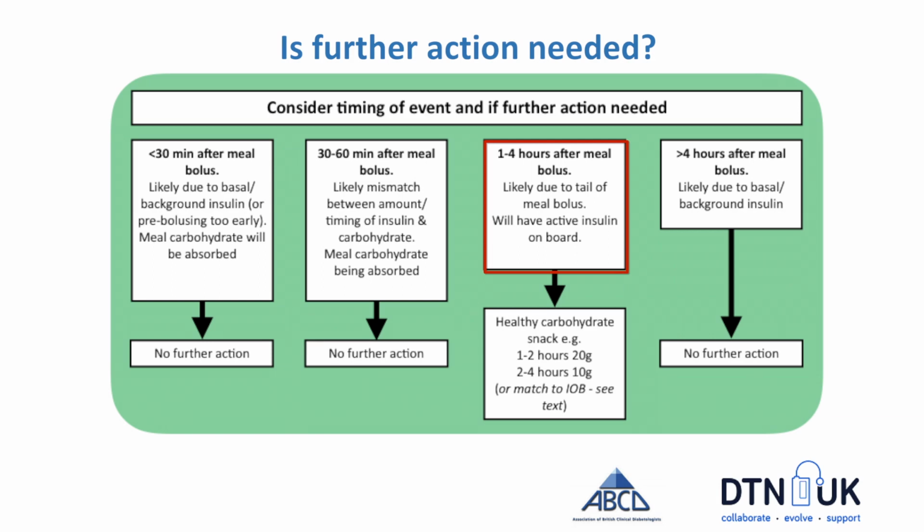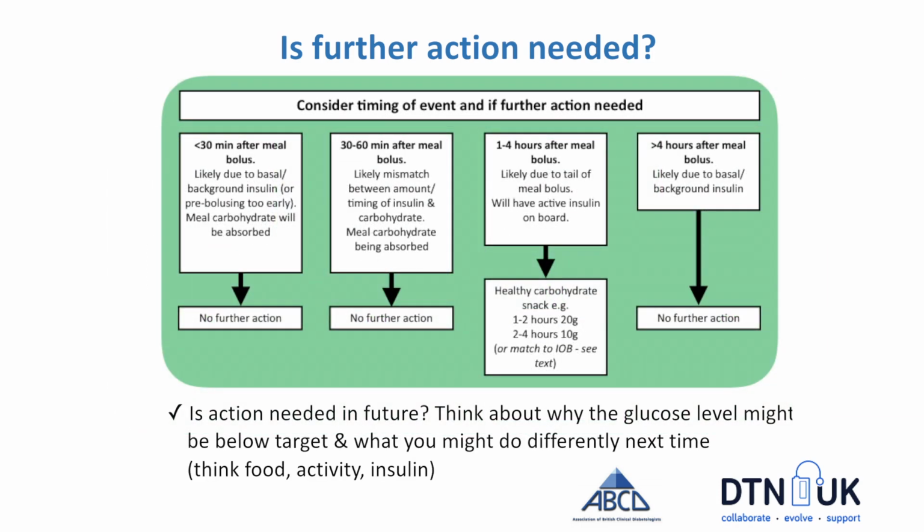So what you do next depends on how far you are after the last meal. So if you're between 1 and 2 hours, have a 20-gram healthy carbohydrate snack. If you're between 2 and 4 hours, a 10-gram healthy carbohydrate snack. If you're more than 4 hours after a meal bolus, then your hypo is because of the basal or background insulin, and you don't need to do anything else. It's also important to think about why you had the hypo or near hypo, and is there something you could do differently next time to avoid it, either the food, the activity, or the insulin.